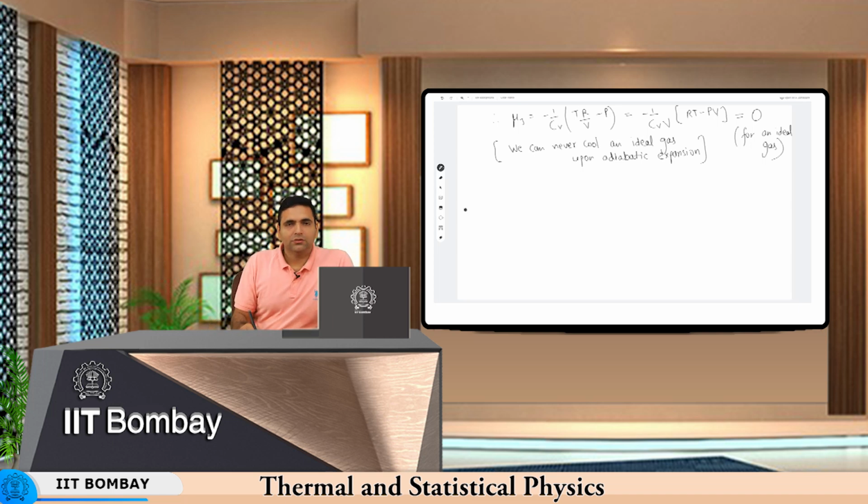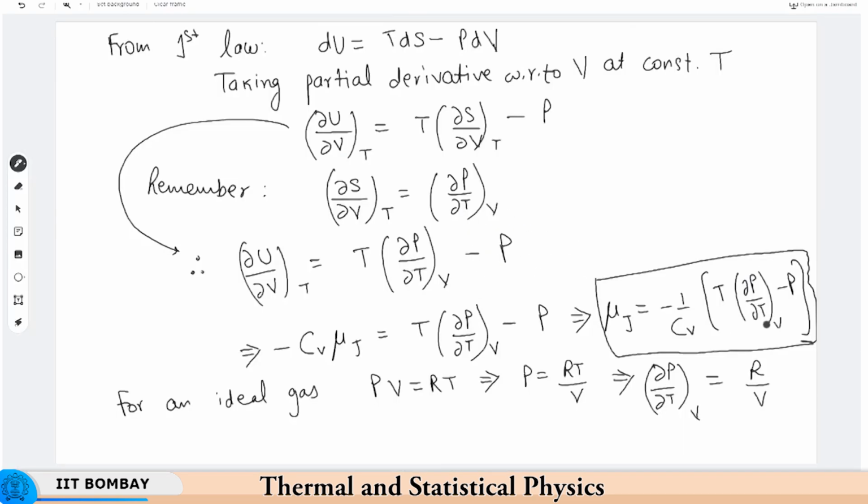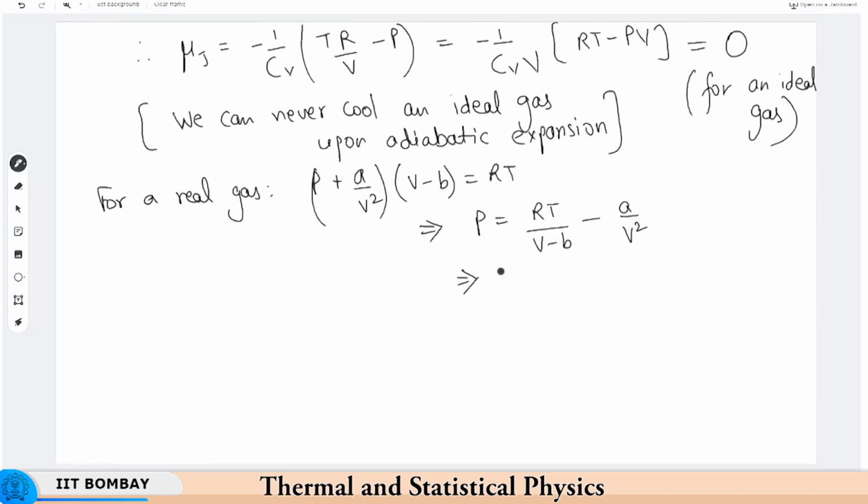So, now let us apply this to a real gas. For a real gas, we are just going to use the real gas equation, which for 1 mole is as follows. P plus A by V squared times V minus B equals RT, and I can rewrite my pressure as follows. Pressure can be written as RT divided by V minus B, minus A by V squared. And if I take the partial derivative, essentially I am just going to compute the same term, del P by del T at constant volume.